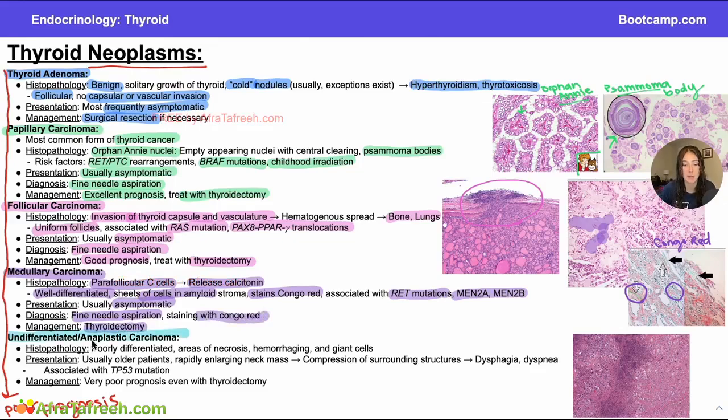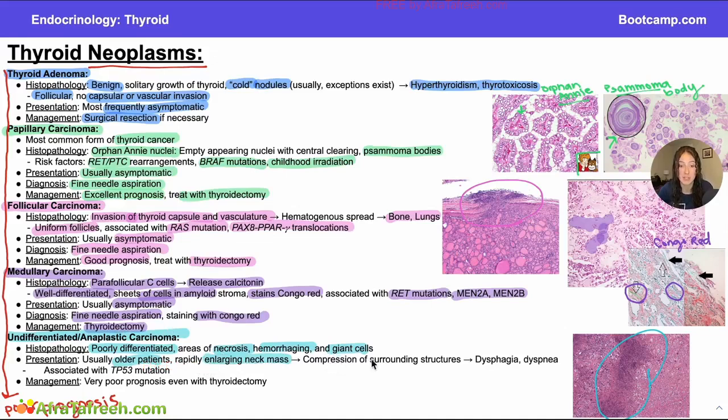And then finally, let's talk about our undifferentiated or our anaplastic carcinoma. As you can tell by the name, this is going to be a poorly differentiated cancer. On histology, you'll see areas of necrosis, hemorrhaging, and giant cells. Over here, you can see this large area of necrosis on our slide, which is certainly suspicious for an undifferentiated or anaplastic carcinoma. The presentation is usually in older patients, and they will often complain of this rapidly enlarging neck mass. So we haven't had an enlarging neck mass in any of these other types of thyroid cancer. That's going to be pretty unique to anaplastic carcinoma.